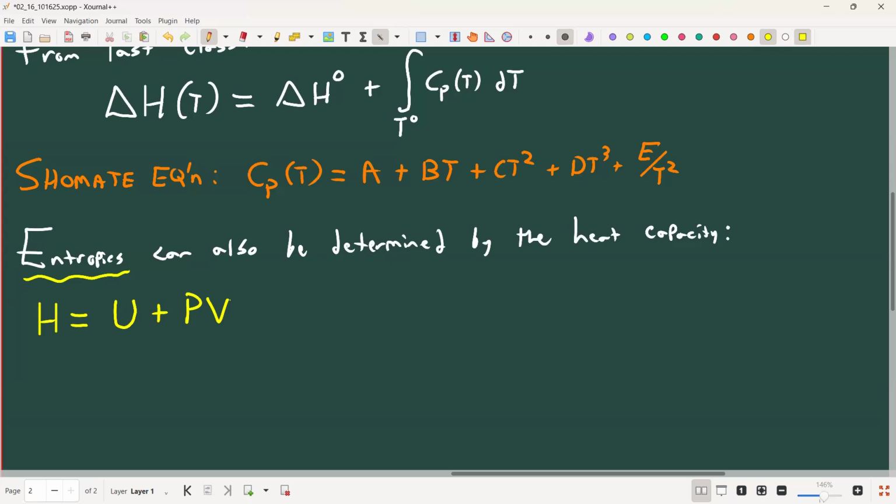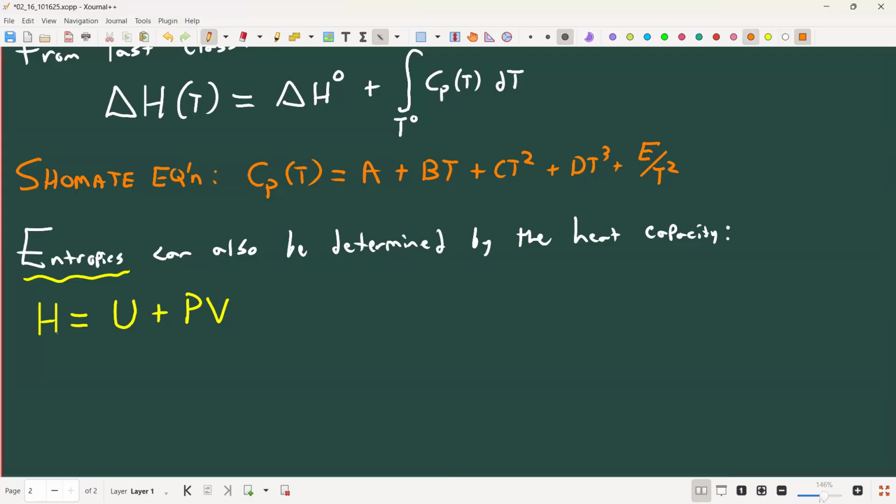Wait, so now H is the entropy? No, I haven't gotten there yet. We're starting here. I'm starting with this definition. Okay, but H is still entropy? Yes, nothing's changed. So let me be more clear, right? This is our definition of enthalpy.